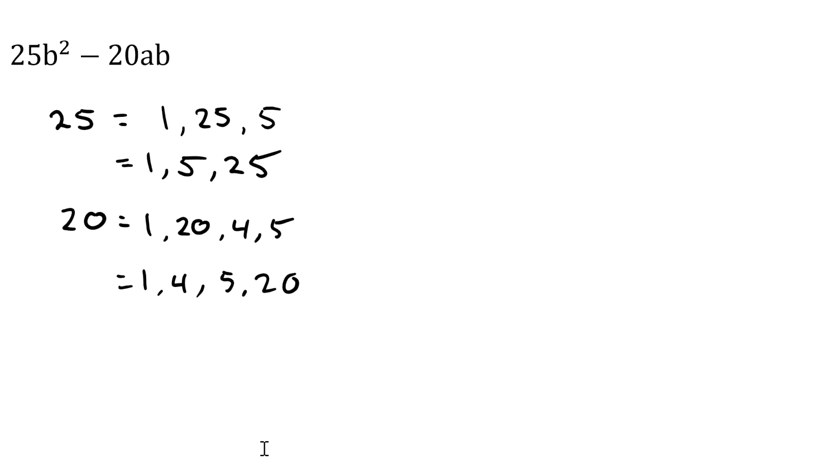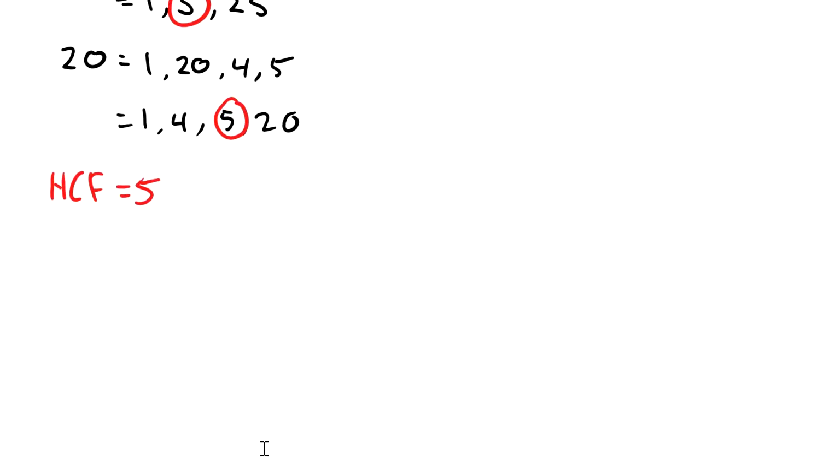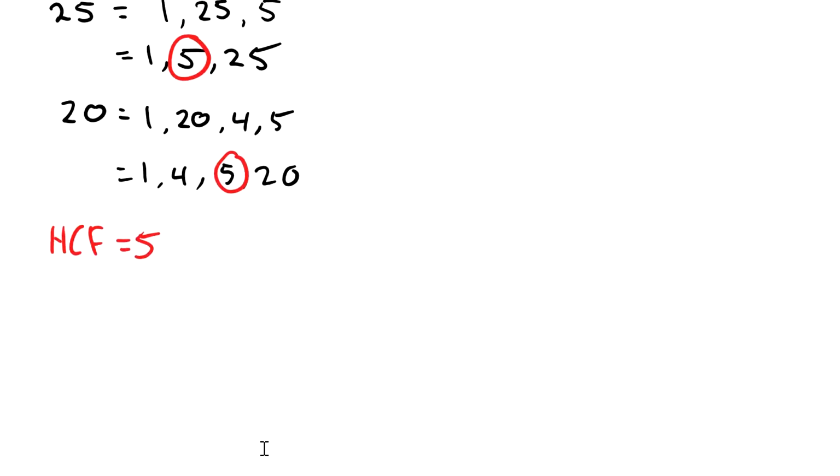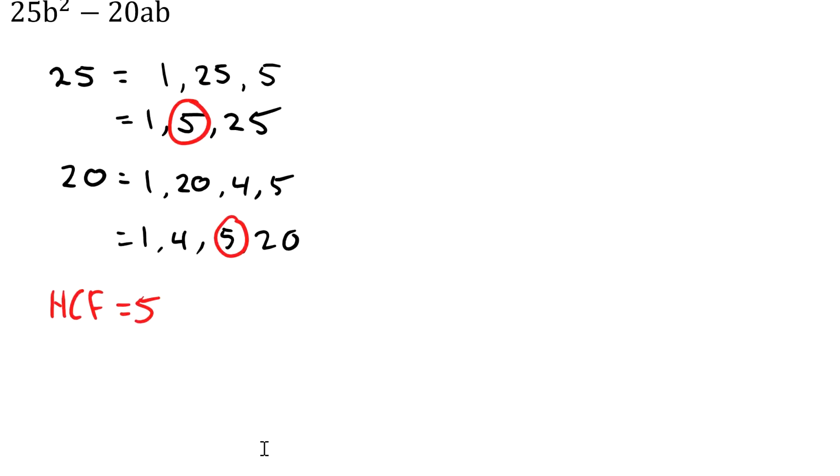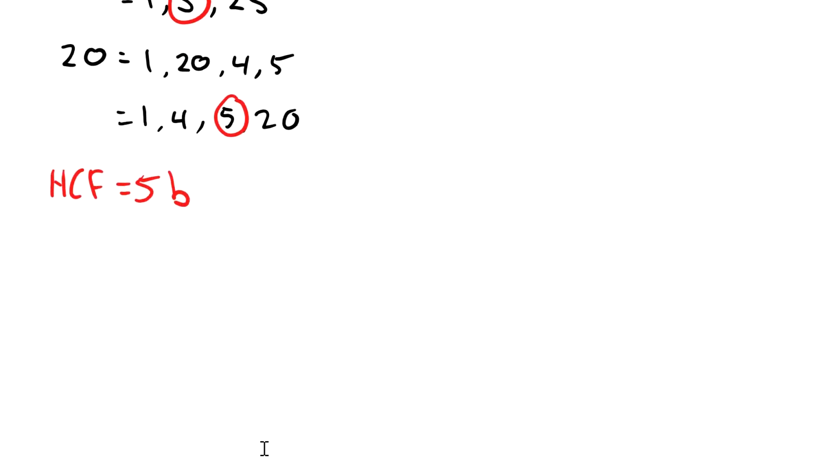Okay, so now what I'm going to do is find my highest common factor. My highest common factor in this case is the 5s. 5 is the highest shared number in our factors. So my HCF is 5. Alright, so now what I can do is go 25, before I even go that far, what did I not do? There's a b squared here and a b here. So 5b is our highest common factor because b is shared.